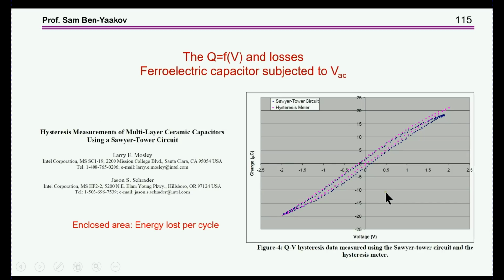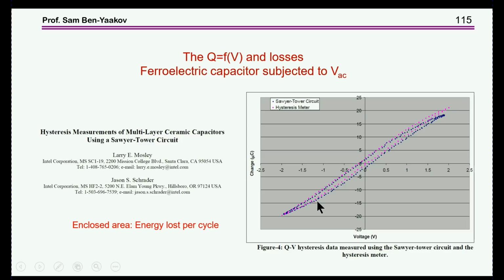Okay, now one more point, and that is hysteresis. Now, we associate the hysteresis with the losses. The area is energy, and the number of times that we circulate the area, that is the frequency, will be the power. So energy, the area, times frequency is the power.